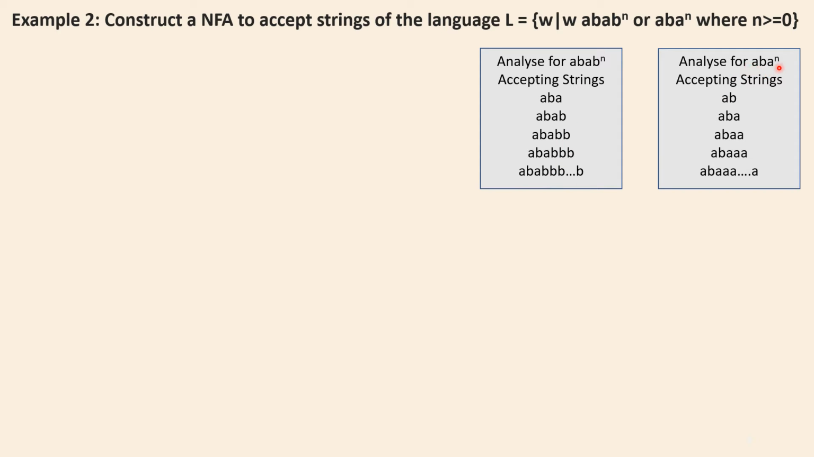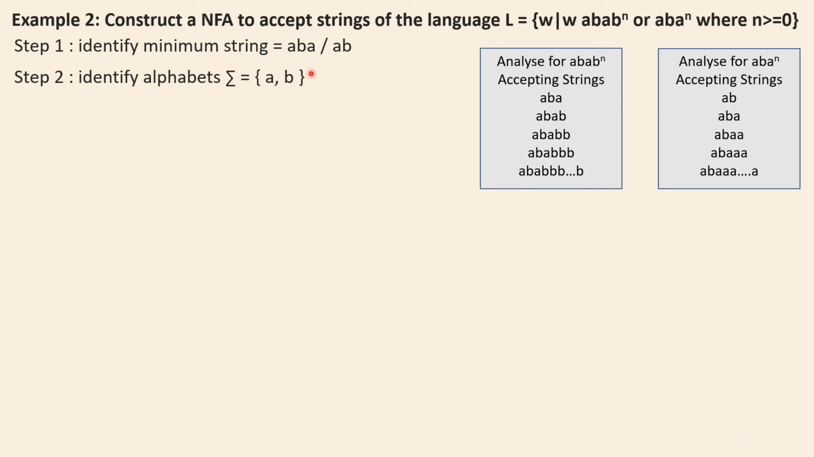And for AB A^n, the minimum string is AB when n is equal to 0. When n is 1, we have ABA. When n is 2, we have ABAA. N is 3, ABAAA and so on. So here the minimum string is AB. This A can either repeat or not repeat, or it can also repeat n number of times. So the minimum strings are ABA or AB when n is equal to 0. The input symbols are A and B.